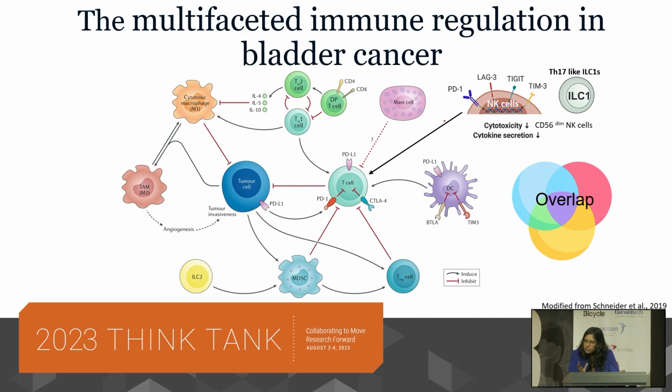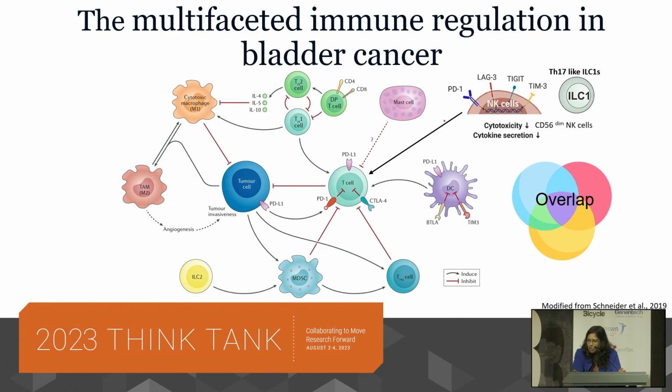NK cells seem to have a more dysfunctional phenotype in bladder cancer, and we have shown that the CD56 dim cells accumulate in higher stage bladder cancer, whereas the CD56 bright NK cells correlate with improved survival in patients with high stage bladder cancer. We also saw infiltration of this Th17-like trans-differentiated ILC1s in bladder tumors, and so that's also an axis that is worth investigating in bladder cancer.